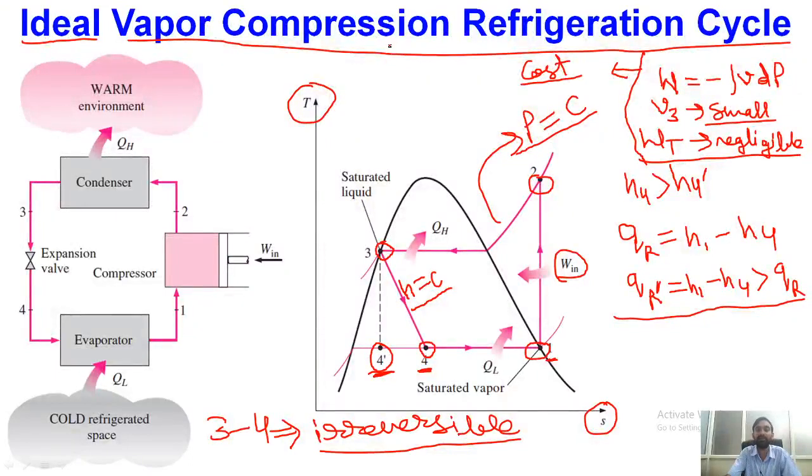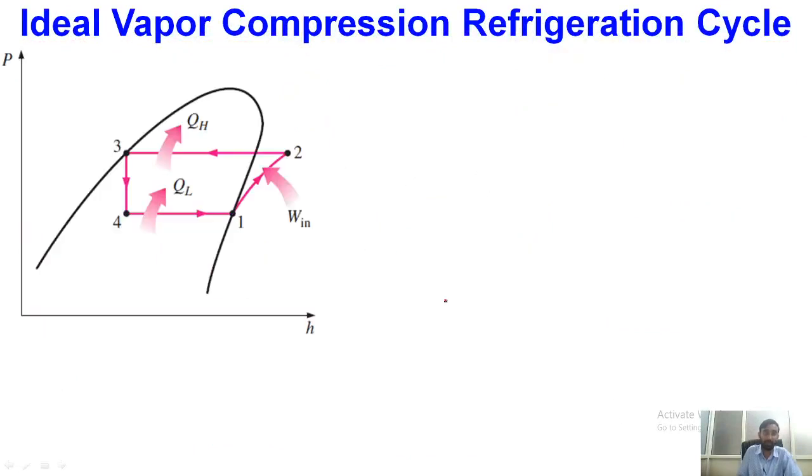This cycle is what we employ in our practical refrigerator and air conditioning units, whatever we use in our household applications as well. Now, the same cycle I have represented on a p-h diagram. One important point I would like to highlight: in this p-h diagram we have two constant pressure processes, one isentropic process from 1 to 2 and one isenthalpic process from 3 to 4.